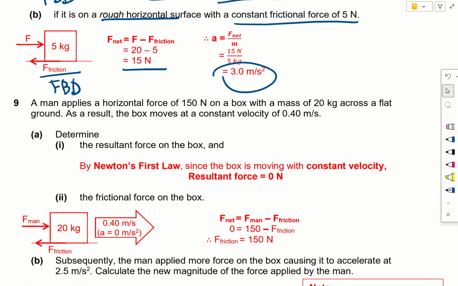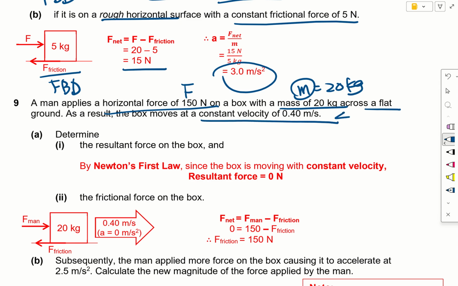A man applies a horizontal force of 150 newtons, so I know this is F. Is it F net? We don't know yet. On a box with a mass of 20 kg, so the m is 20 kg. If they say mass, you try to use the letters or symbols to represent it so that it can be applied into the formula. It's across a flat ground. As a result, the box moves at a constant velocity of 0.4.